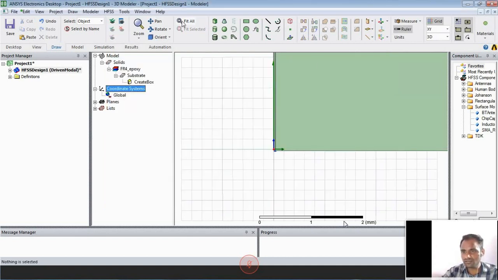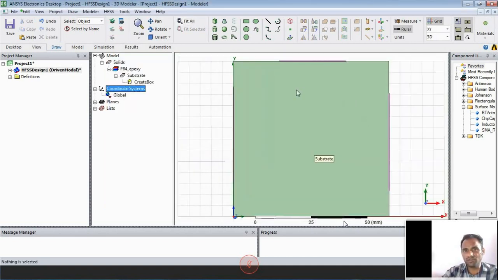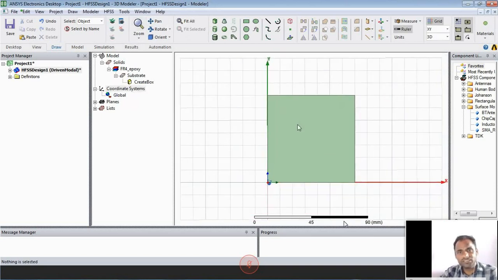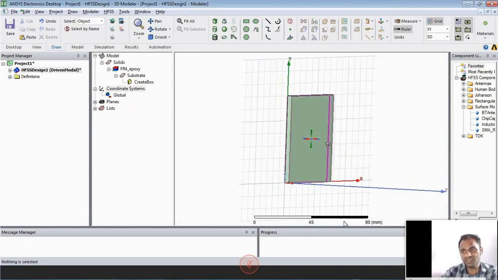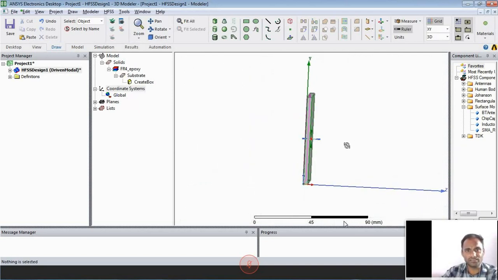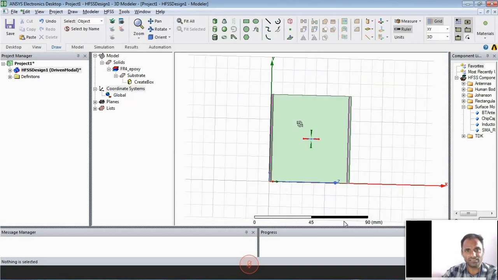Now I have made my substrate here. So I complete the first step, to make a substrate. Okay, so this is the substrate. The substrate width is 3.6. Substrate height is 3.6 mm.